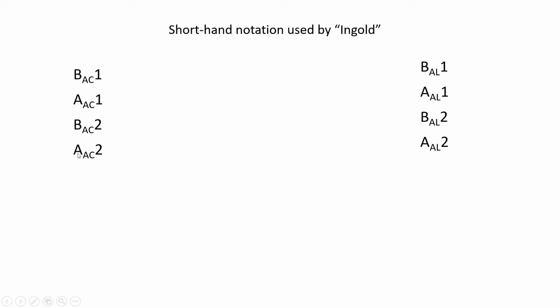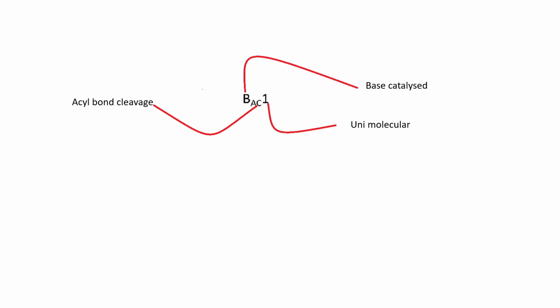These are the 8 shorthand notations used by scientists, Ingold, to explain 8 different kinds of mechanism of ester hydrolysis. Now just see the meaning of this shorthand notation. The first bold letter, B or A, means whether it is a base catalyzed or acid catalyzed reaction, and this AC or AL means in this mechanism there will be acyl bond cleavage or alkyl bond cleavage, and the last one, 1 or 2, means whether the ester hydrolysis mechanism is unimolecular or bimolecular.